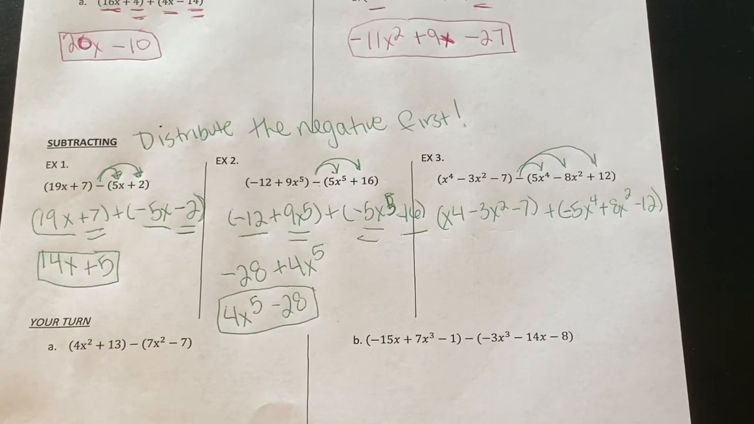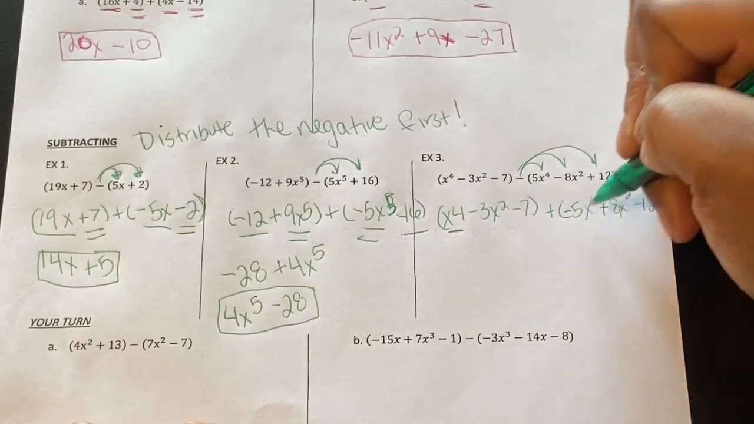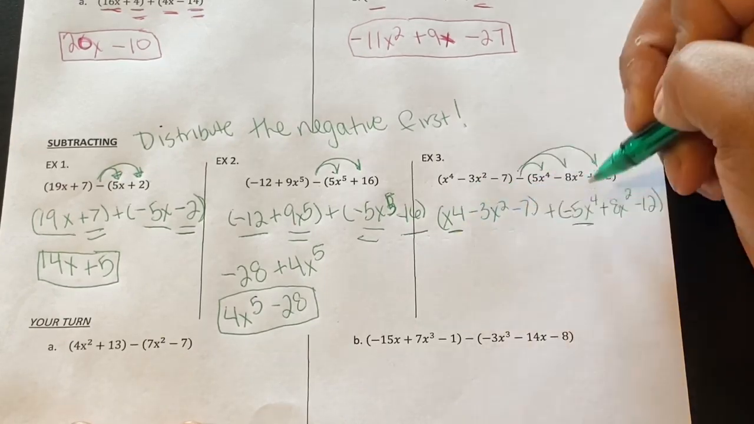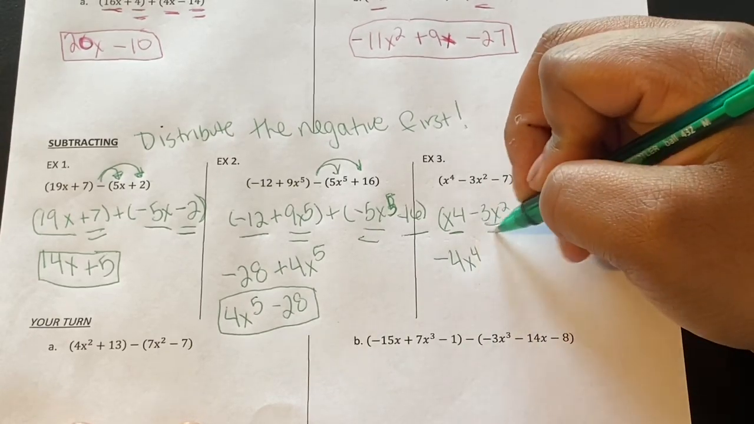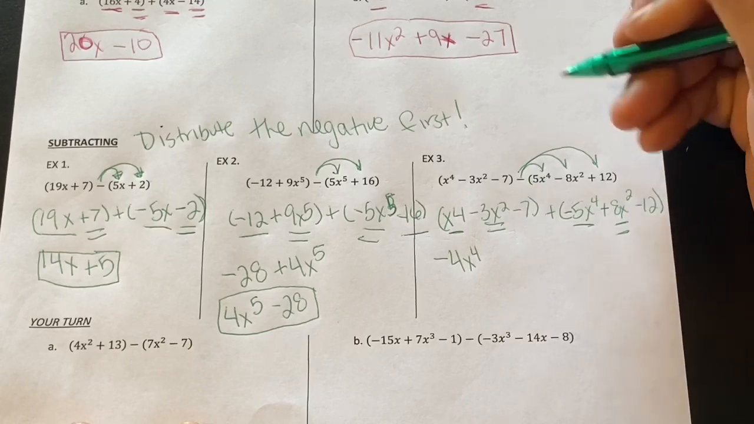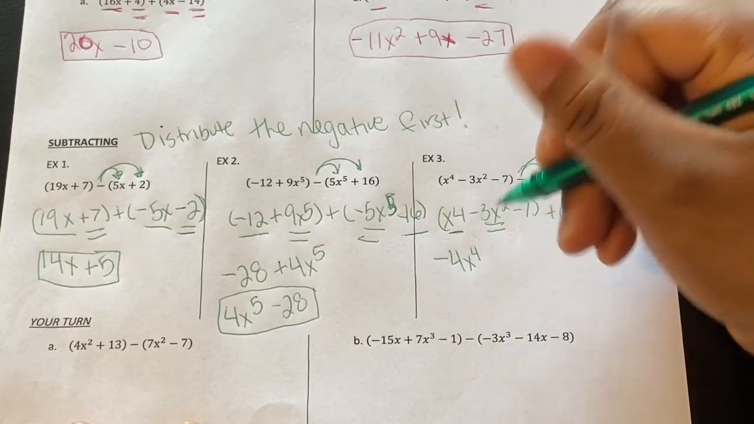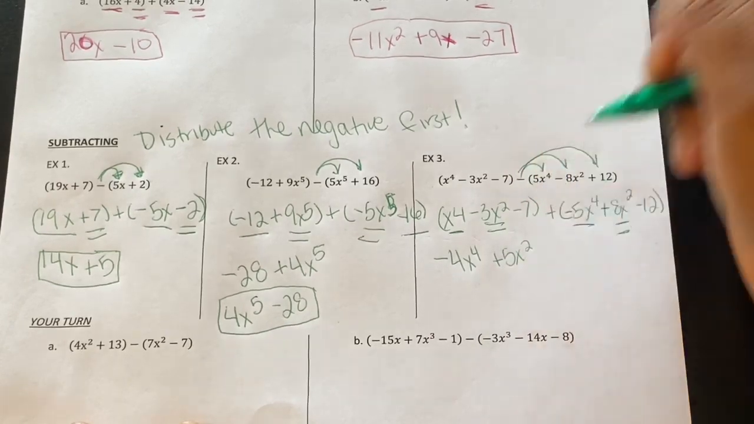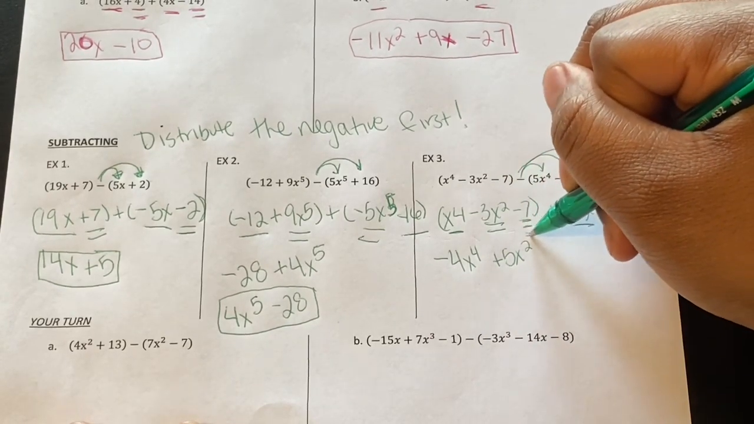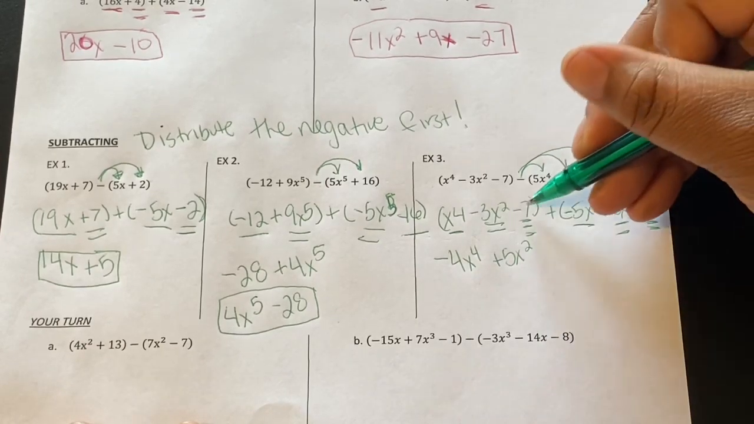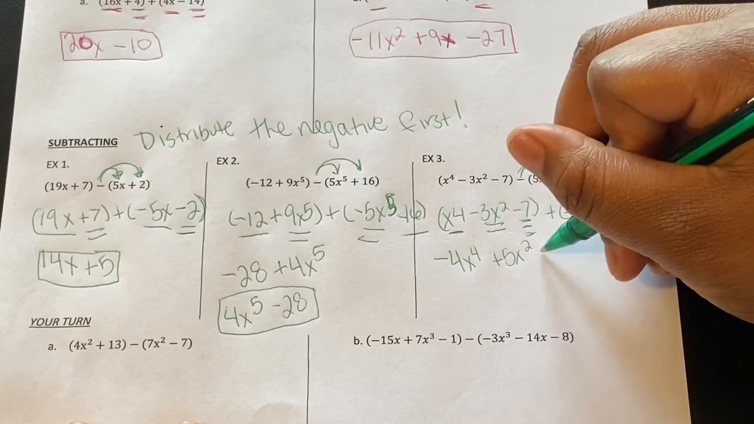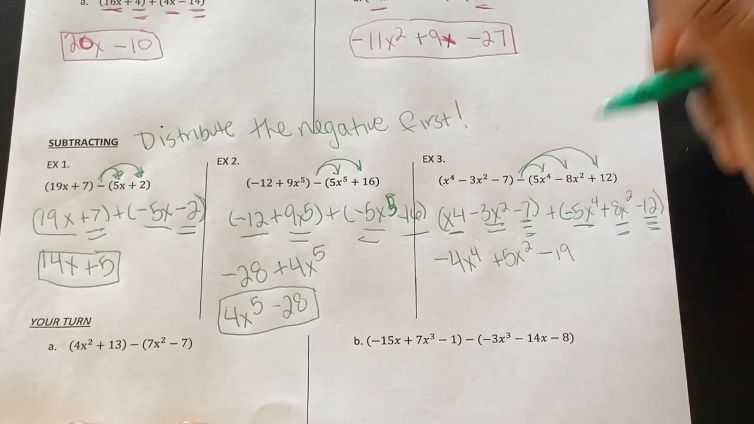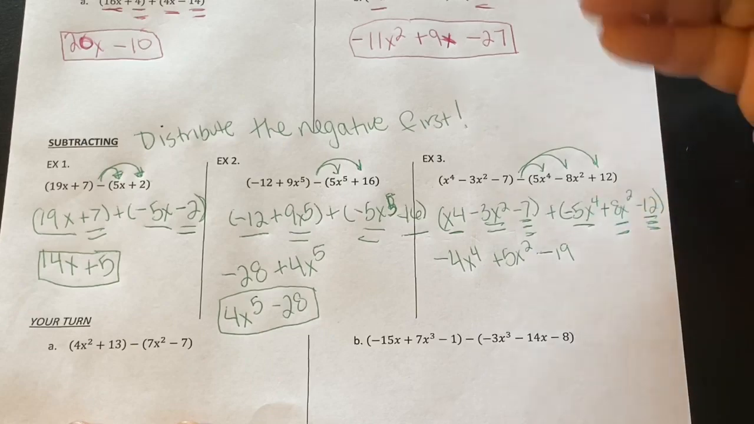Now I can just combine my like terms. This x to the 4th is like this negative 5x to the 4th. X to the 4th minus 5x to the 4th is negative 4x to the 4th. This negative 3x squared is like this positive 8x squared. Negative 3x squared plus 8x squared is going to be positive 5x squared. And last but not least, this negative 7 is like this negative 12. So negative 7 minus 12 is going to be negative 19. And my answer is already written in standard form, so I can box it out.